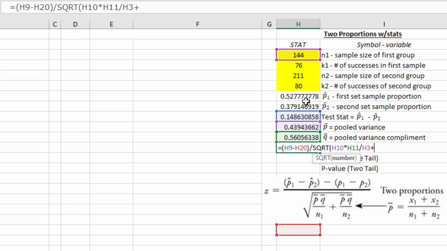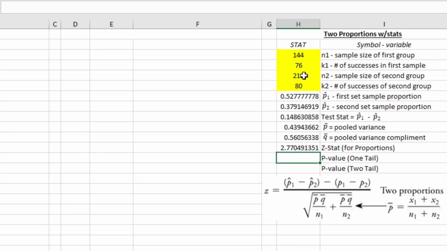So then it's going to add, again, the same thing, the pooled p times the pooled q, but this time divided by the other sample size. Close that parentheses because that's the end of the square root. There is our z stat.